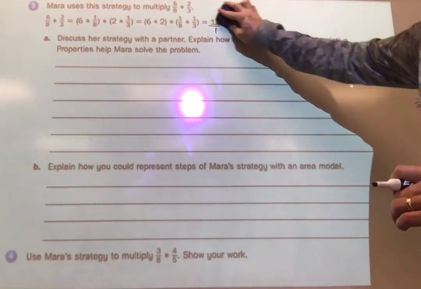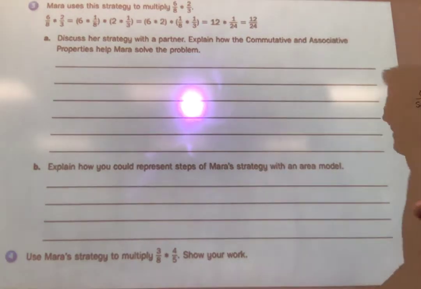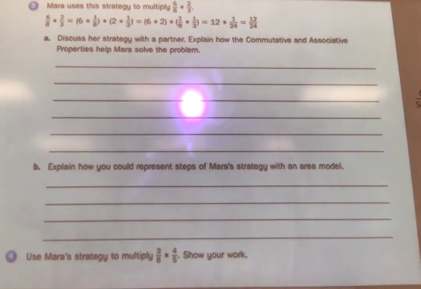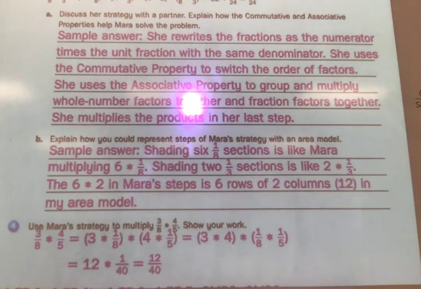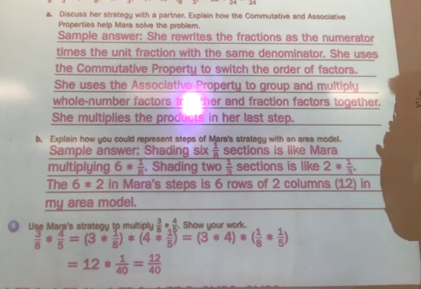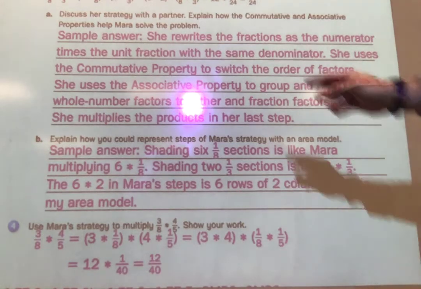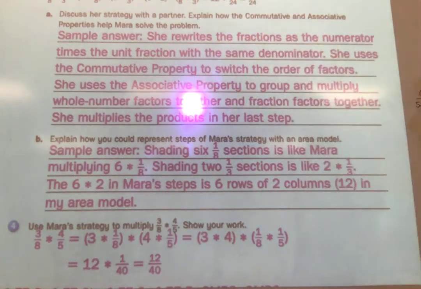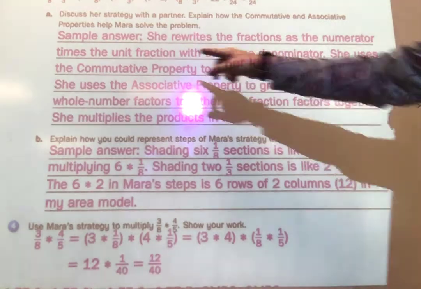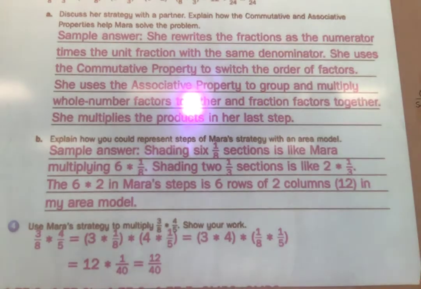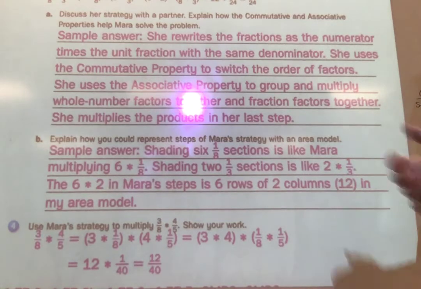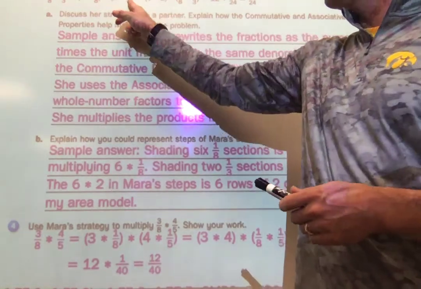So again, we got to learn to study and read that a little bit and just analyze and see what she's doing. And good math students learn how to study and see what they're doing and use the properties they've learned to understand that. So we're going to write some of that down here so you have this. Here's a sample answer. And again, you don't have to write it all word for word, but let's talk a little bit about it. As we just discussed, she rewrites the fractions as the numerator times the unit fraction with the same denominator. Okay, so that unit fraction, that 1/8 times 6 and the 1/3 times 2.